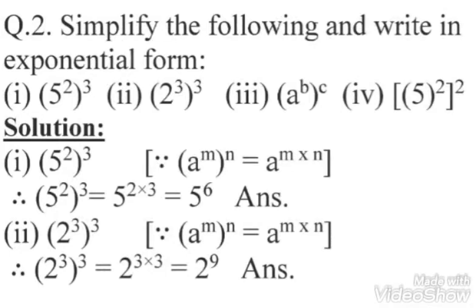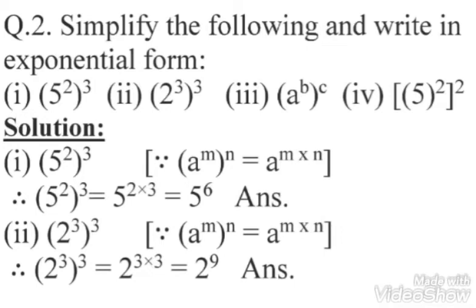Question number 2. Simplify the following and write in exponential form. Part 1, 5 raised to the power 2 whole raised to the power 3. Part 2, 2 raised to the power 3 whole raised to the power 3. Part 3, a raised to the power b whole raised to the power c. Part 4, 5 raised to the power 2 whole raised to the power 2.